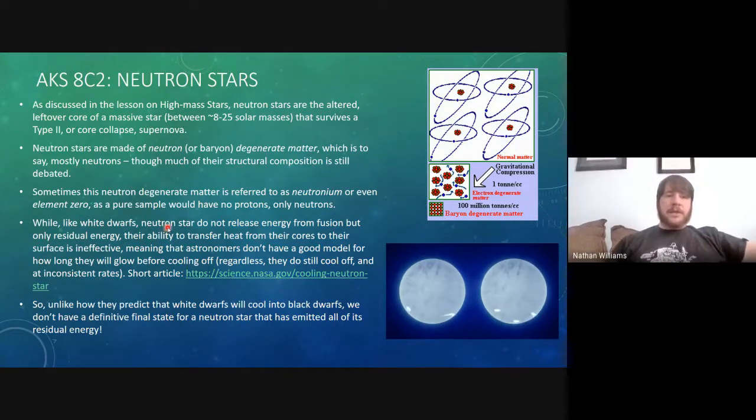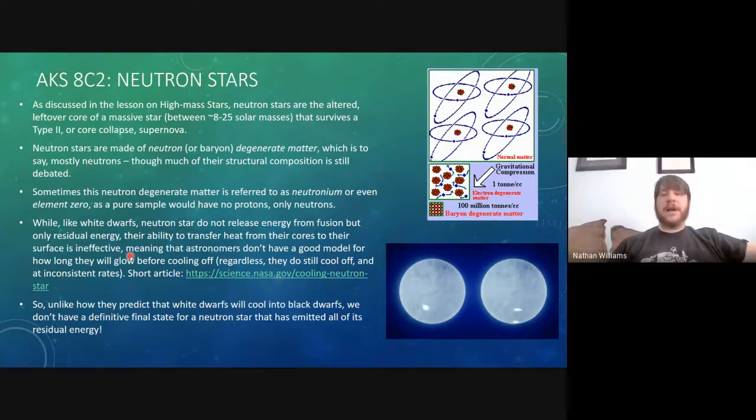One thing that neutron stars have in common with white dwarfs is that they don't go through fusion. They don't actively produce and release energy. Instead, they just give off residual heat and light. However, they're pretty inefficient at transferring heat from their cores to their surfaces, even though it's a relatively short distance. Keep in mind, neutron stars are tiny. They are about 20 or so kilometers in overall diameter, not even radius.